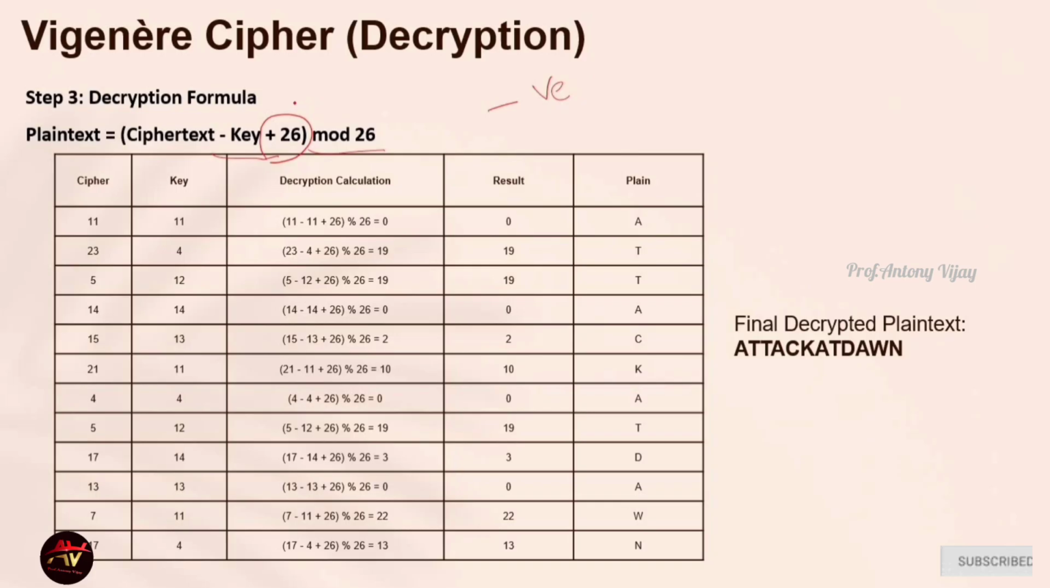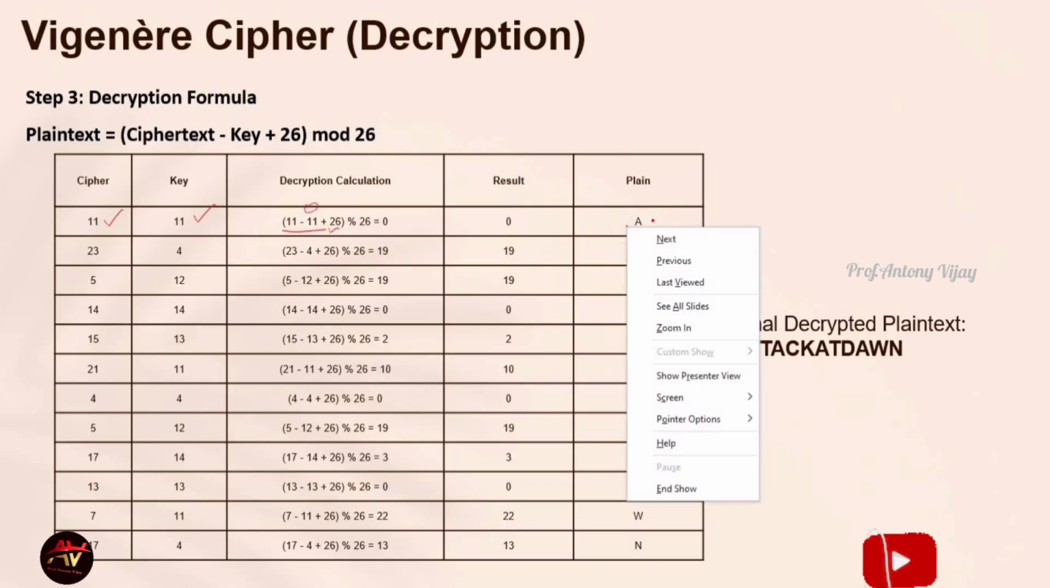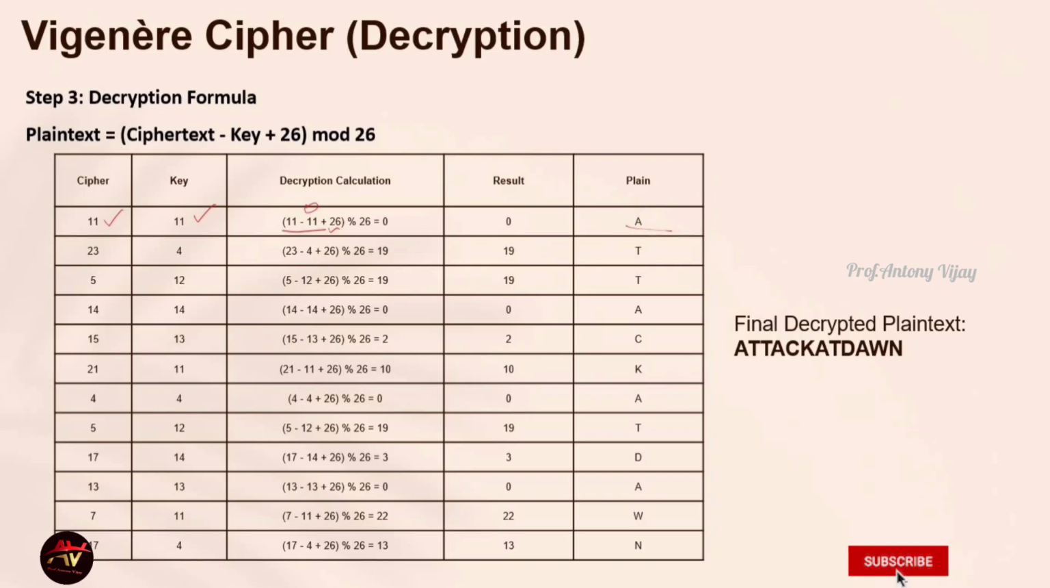Okay, otherwise we don't want this. Here we are taking only the cipher values and key values. So 11 minus 11 is 0. If it is less than 26, there's no need to add 26 here. So 0 means the value for 0, that is A. This is the process we have to do.